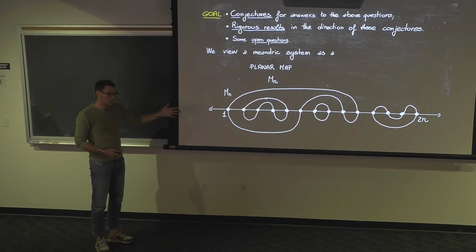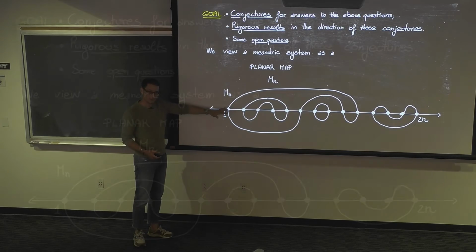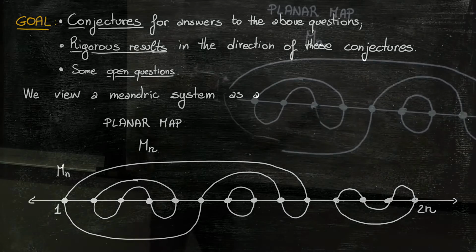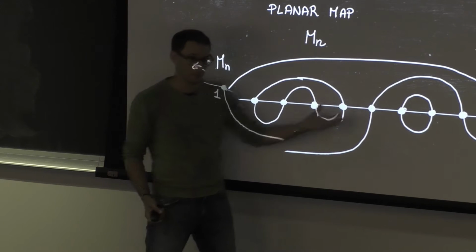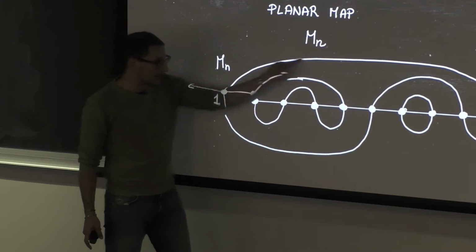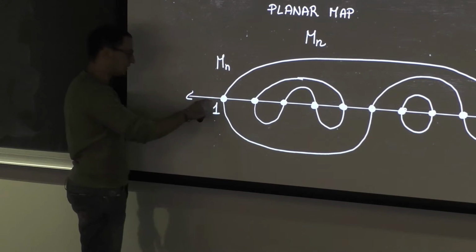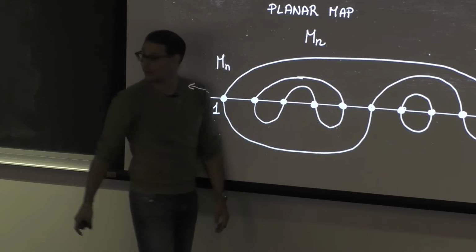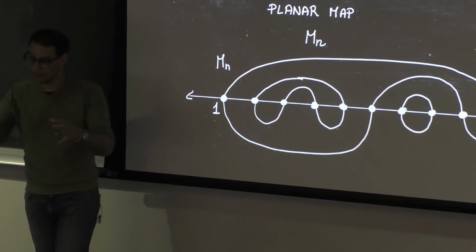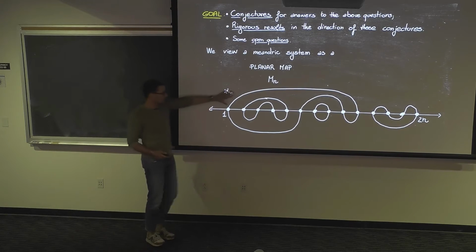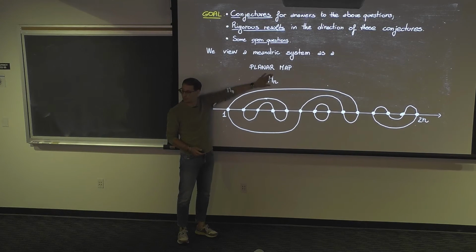So you take a meandric system, and you look at this as a planar map, as a graph embedded in the plane in such a way that no edges are crossing. The vertices of the graph are the 2n integer points. And the edges of the graph are either the arcs or the pieces of the line connecting points. And then you identify this final piece with the final piece there. So you have the topology of the sphere. OK, so this is the planar map, and I will denote the planar map by Mn.